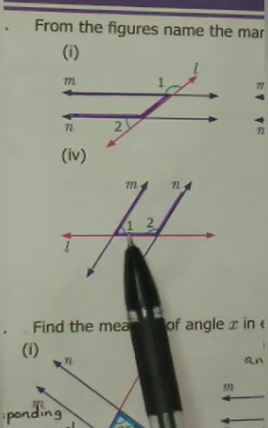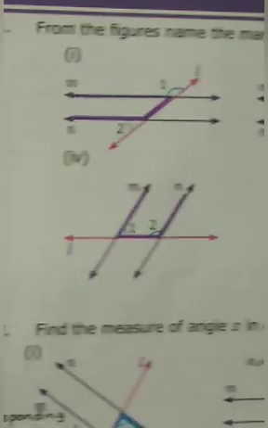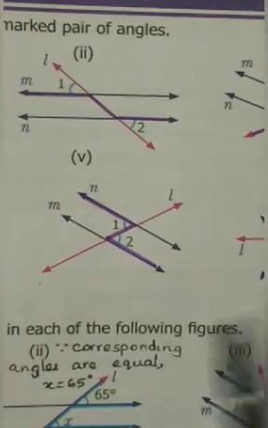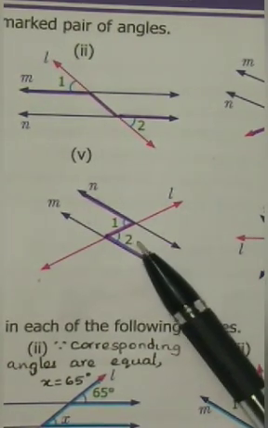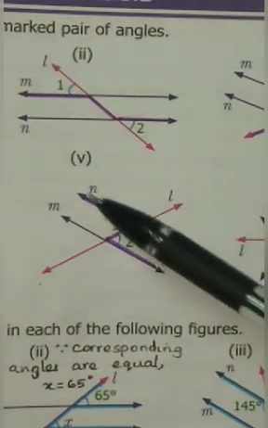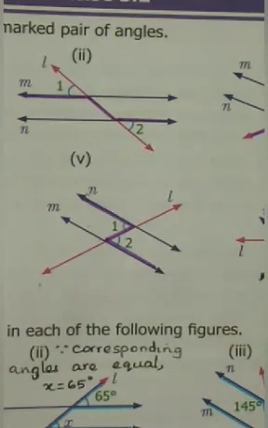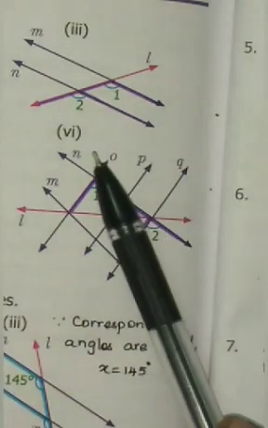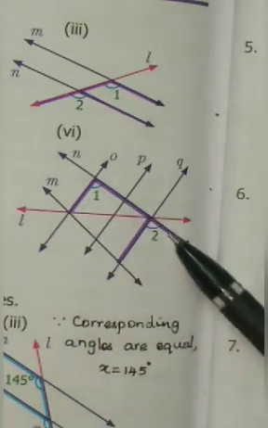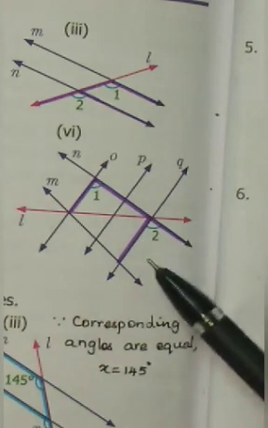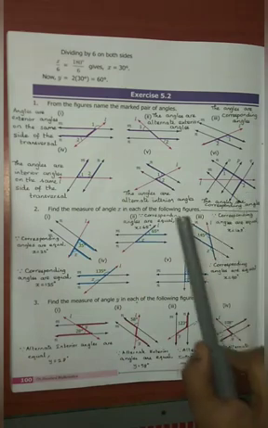So the angles are interior angles on the same side of the transversal. Fifth subdivision. Here these two angles lie inside the lines M and N, so they are interior angles, and they lie inside this pattern, so they are alternate interior angles. Sixth subdivision. Here the angles 1 and 2 lie on the pattern F, so they are corresponding angles. Answers I have written, you copy down in your book.